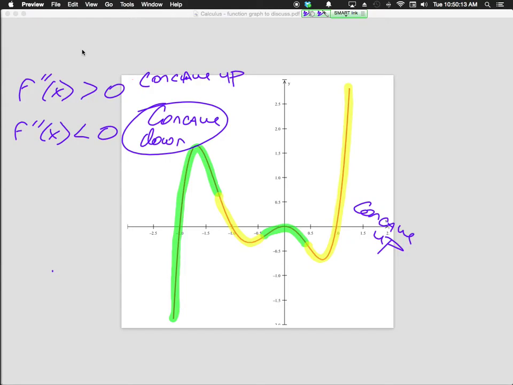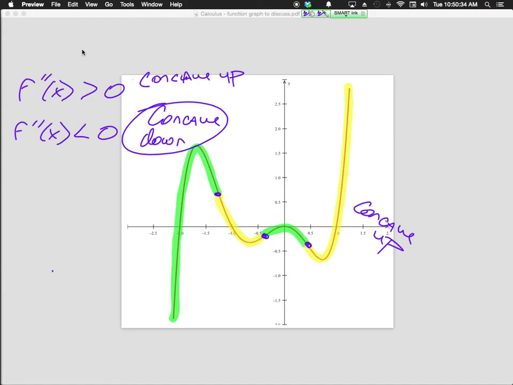Points of inflection are the locations where your graph changes concavity, where it changes from concave up to concave down, or concave down to concave up. So where does that happen here? Obviously, this spot, and that spot. Those are my points of inflection. The locations where you change concavity.